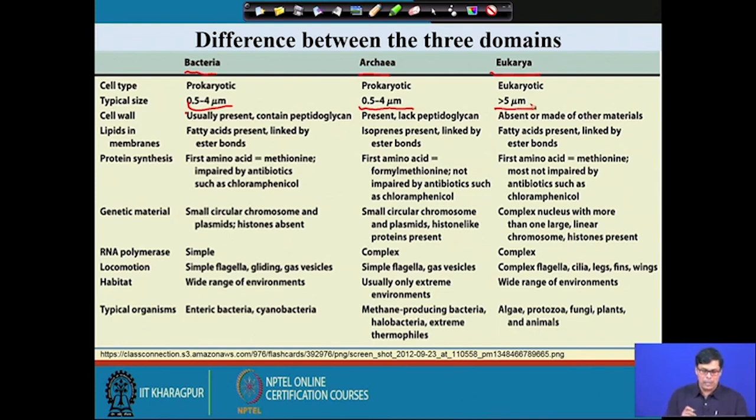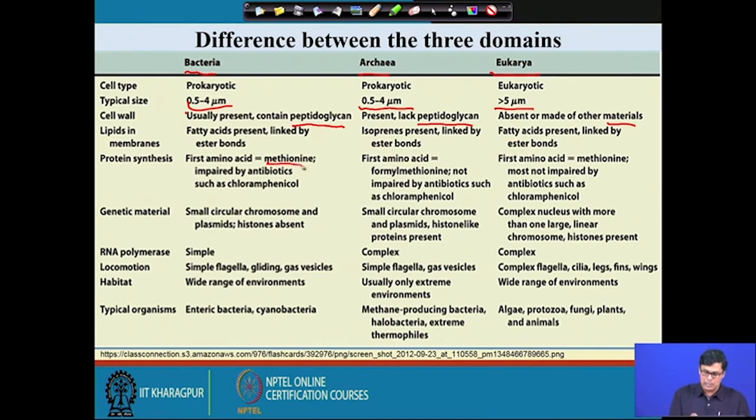If you look at the cell wall, it mostly contains peptidoglycan in the case of bacteria. In archaea, it may be present or lacking; both types are available. In eukarya, it is absent or made of other materials. This is the difference that we have. For the lipids in the membrane, the fatty acids are linked with ester bonds in bacteria and eukarya, while archaea have isoprenes linked with ether bonds. This is more or less the same.